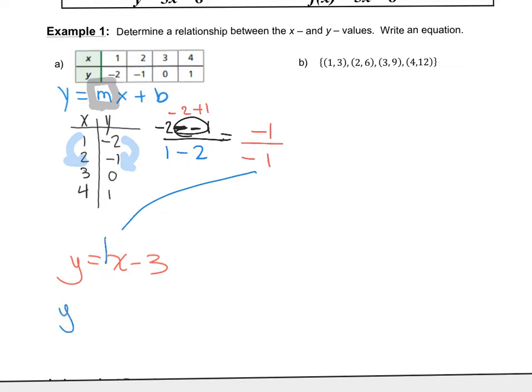So if you already know it's y equals 1x, now you've got to figure out what the last part is. And that's where you go 1 times x. So 1 times 1 is 1. How did I get to -2? Oh, you minus 3. I did the 3 and the 0.